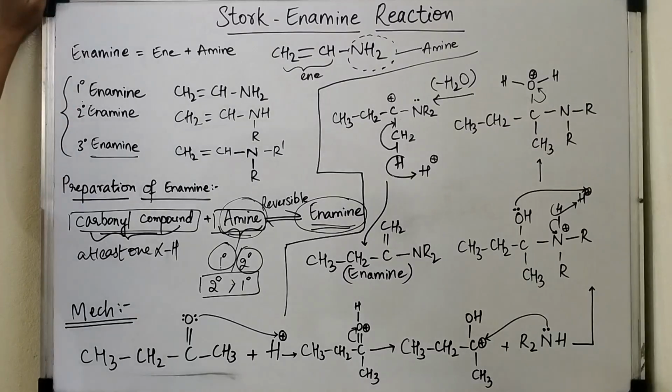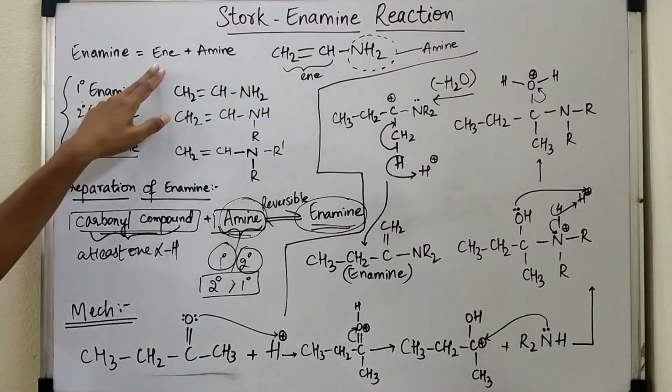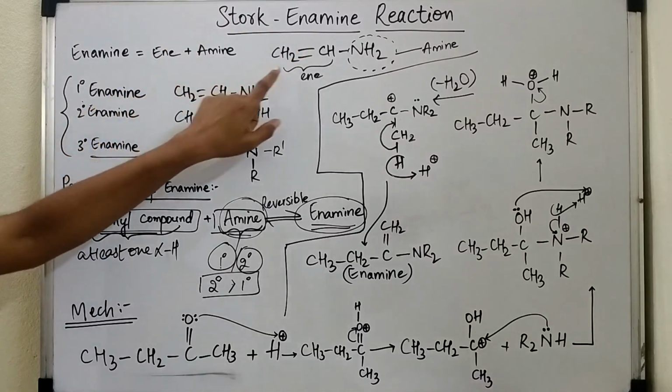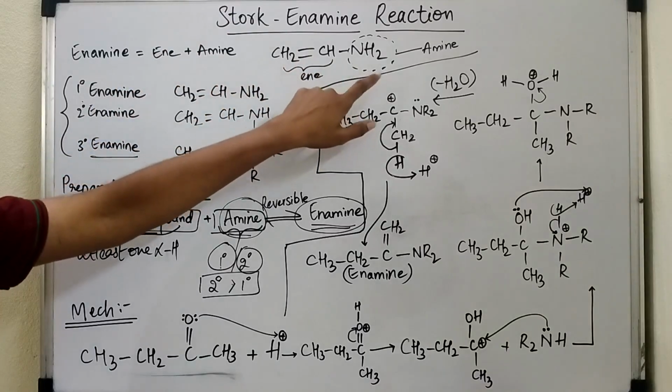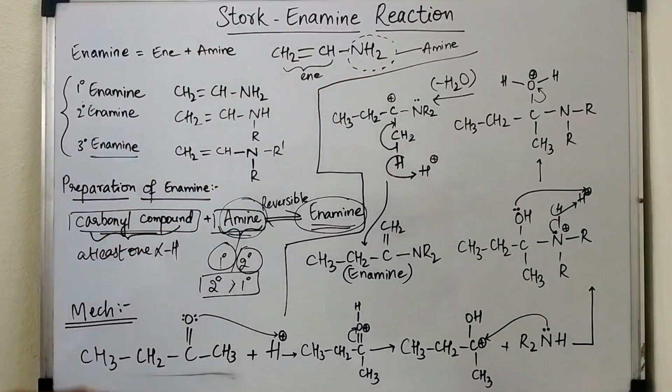Today we will be learning Stork Enamine reaction. So first of all, what is this enamine? En plus amine. That is double bond and an amine present in a compound is called as enamine.